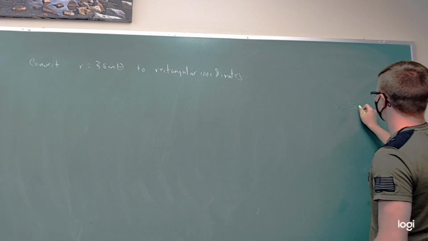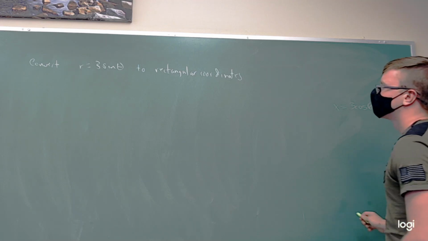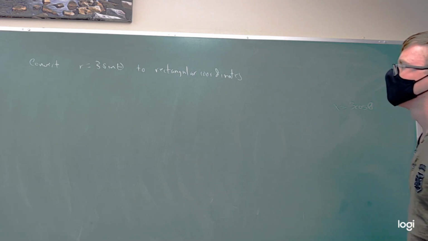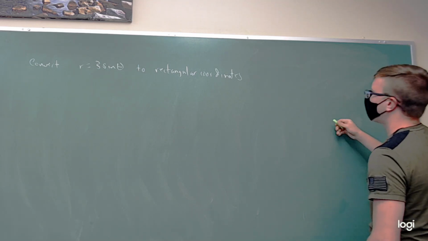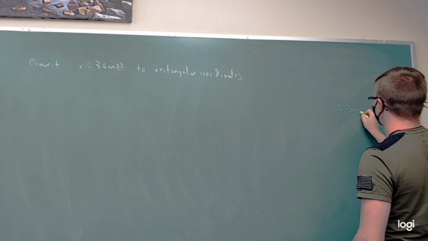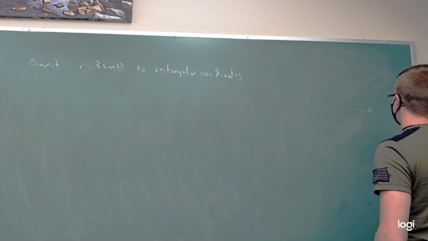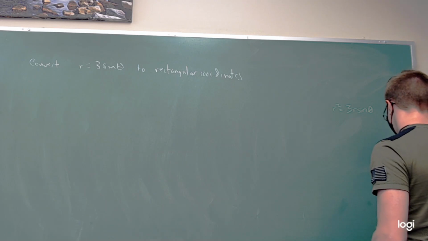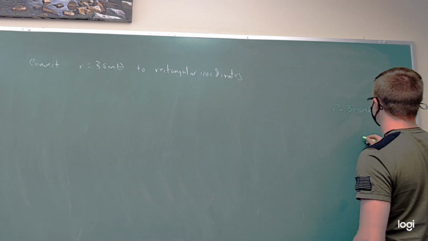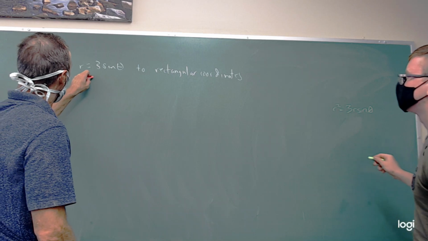So sine theta by itself, we don't really know how to convert that to rectangular. But if we could make it into an r sine theta, we're in business. So we multiply both sides by r. I thought that was what you were doing, but maybe I didn't see it right. Let's just figure it out, right?